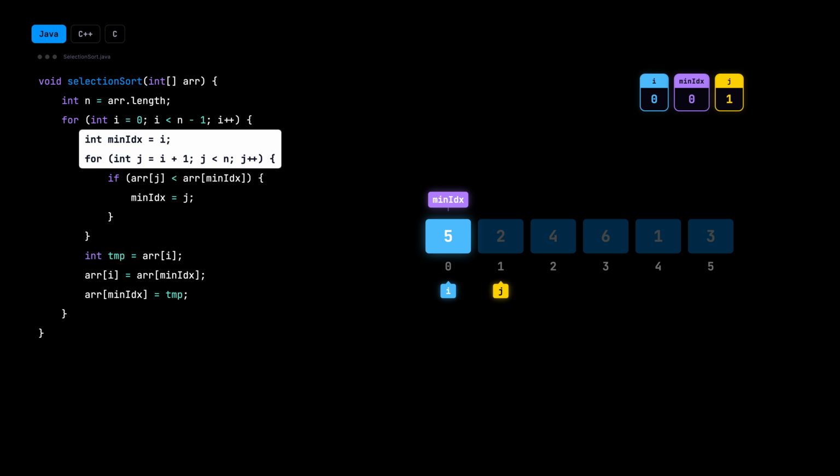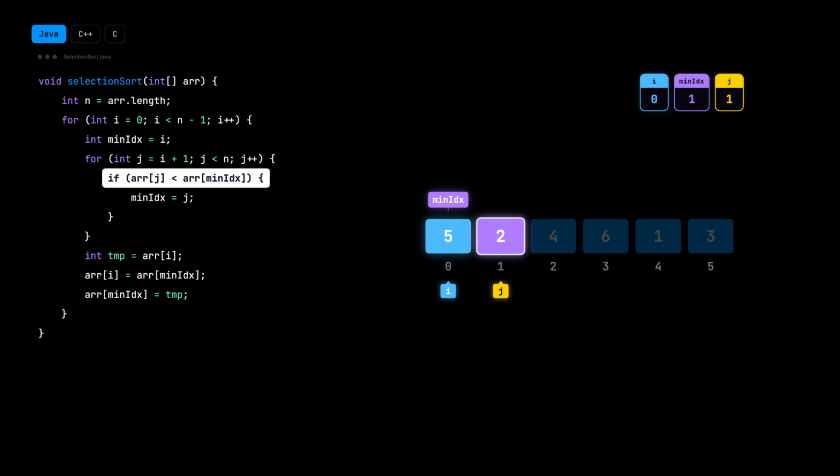Pass 1. i is at index 0. We assume 5 is the smallest, so min_idx points at index 0. j starts at index 1. j is at index 1. Is 2 smaller than 5? Yes. So min_idx jumps to index 1.